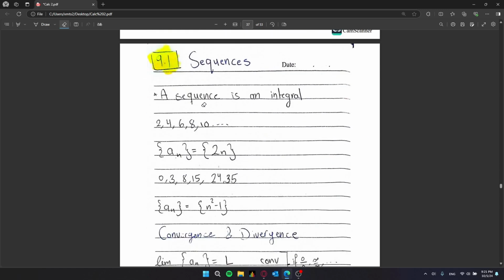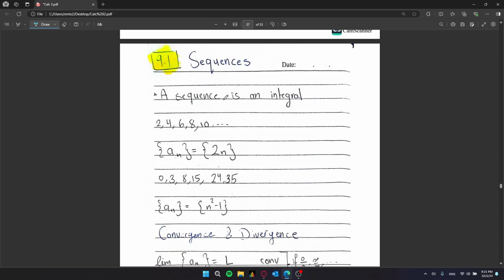Now, what is a sequence? Like we just said, a sequence is an integral. You need to differentiate between a sequence and a summation. A sequence is numbers separated by a comma, whereas a series is numbers separated by a plus. So you need to be able to differentiate between those two terms, let's say. So a sequence is an integral.